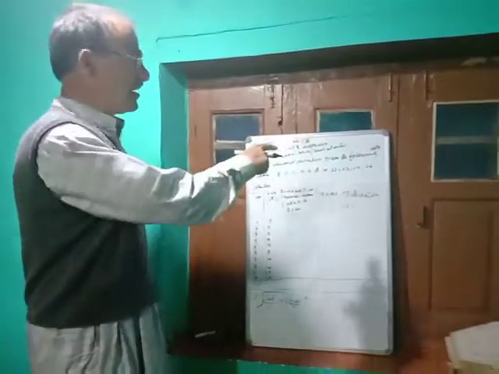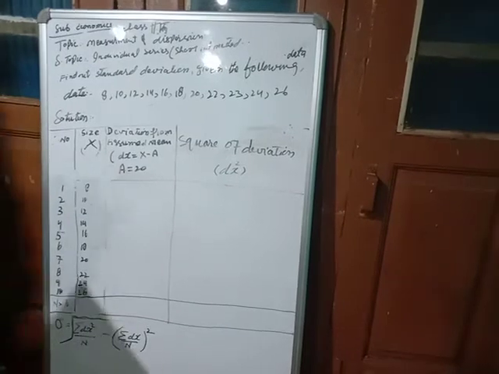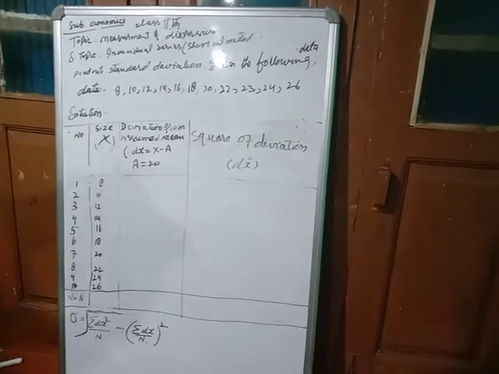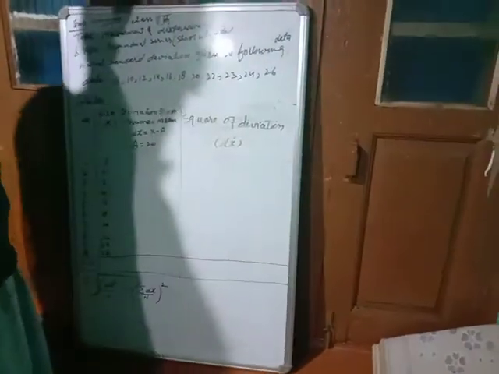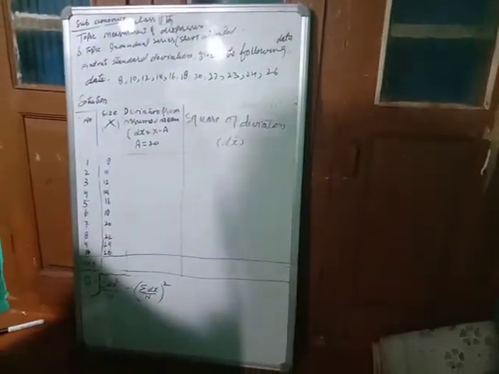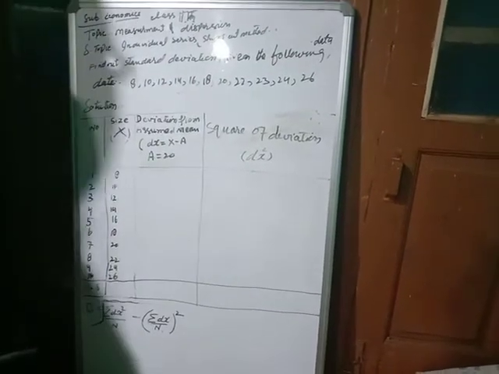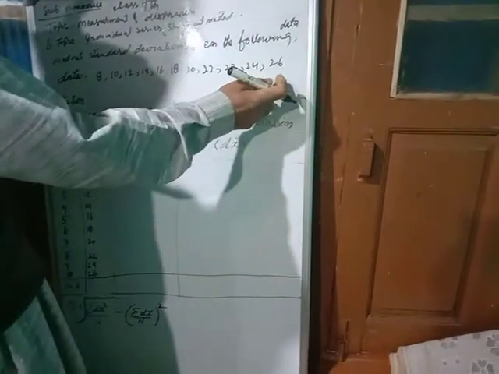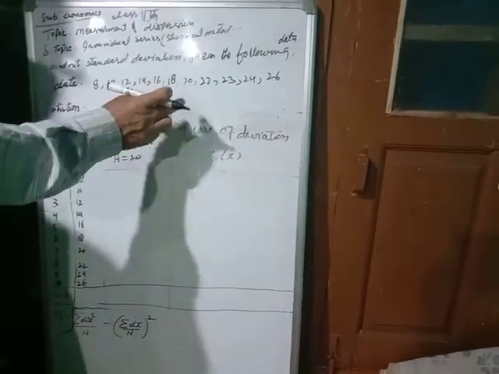What is meant by standard deviation? Standard deviation is the most widely used measure of dispersion. It is the square root of the arithmetical average of the squares of deviations taken from the mean. Now, if we are given the data 8, 10, 12, 14, 16, 18, 20, 22, 24 and 26, find out the standard deviation from the following data.